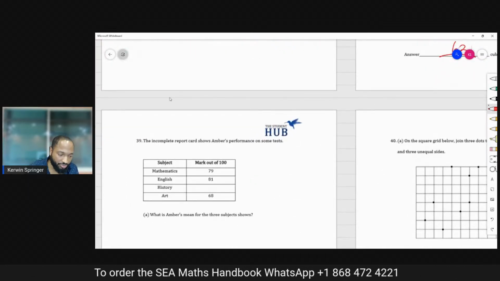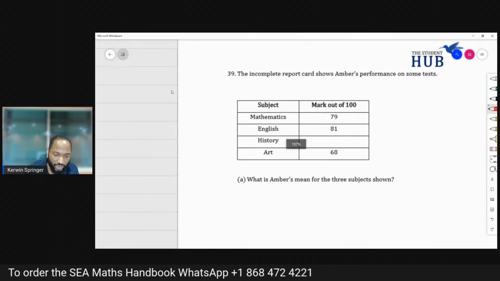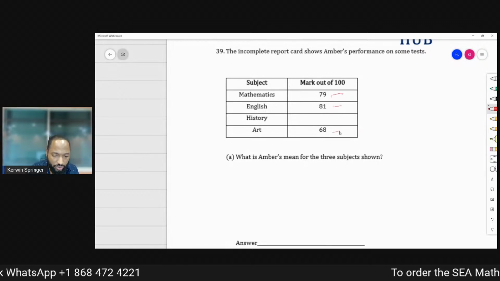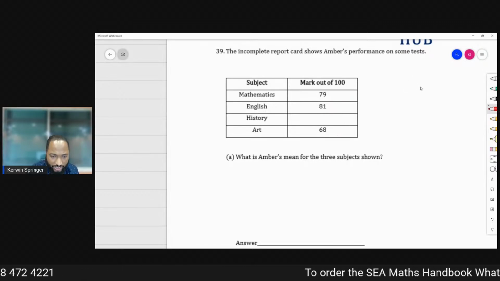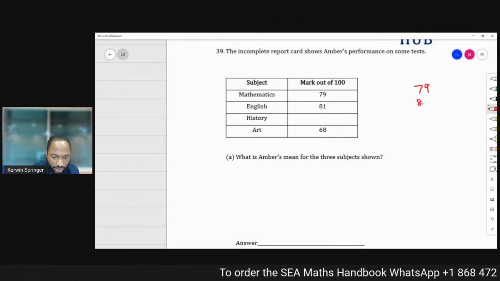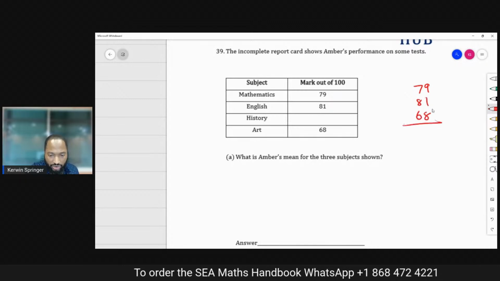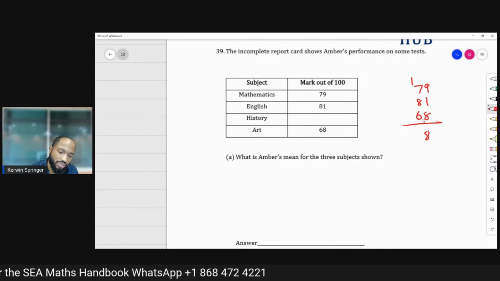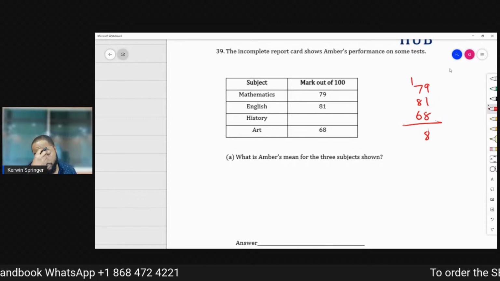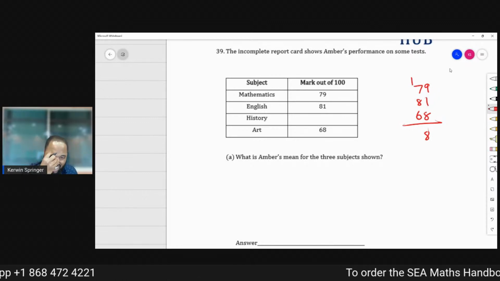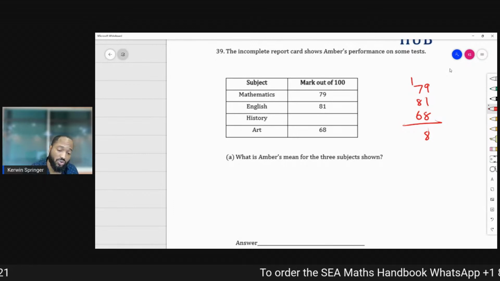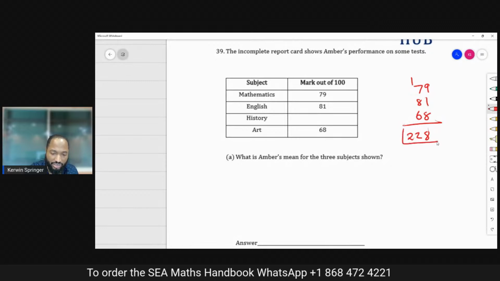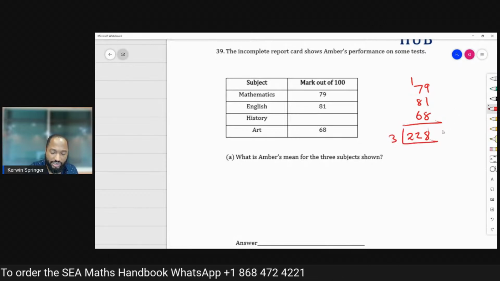Excellent. Number 39, the incomplete report card shows Amber's performance. What is Amber's mean for the 3 subjects shown? All right, let's add it up and divide by 3. For the 3 subjects shown, what does that mean? All right, so 68, 9 and 9 is 18, 1, 7, 7, 8. So that's 22. So 2, 2, 8. Can this divide by 3? Yes, it can.